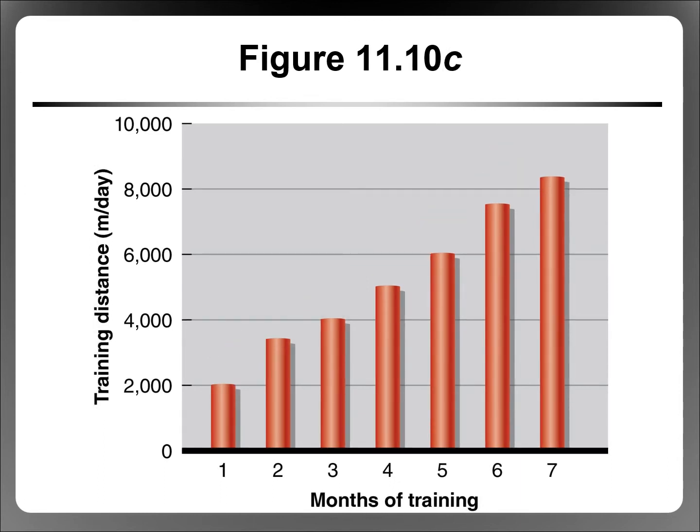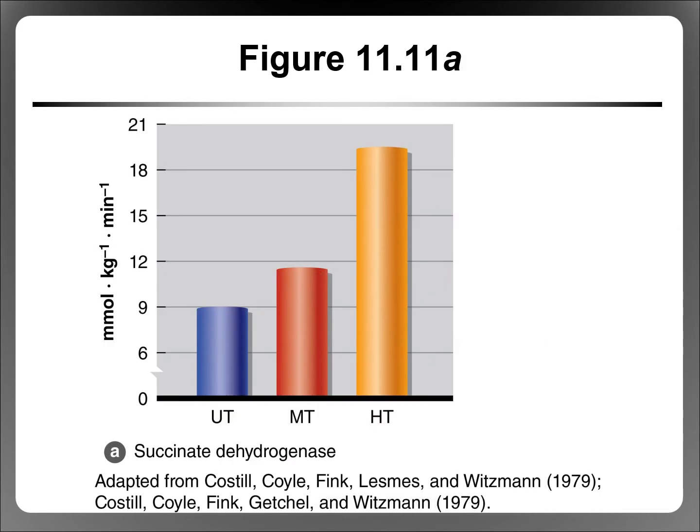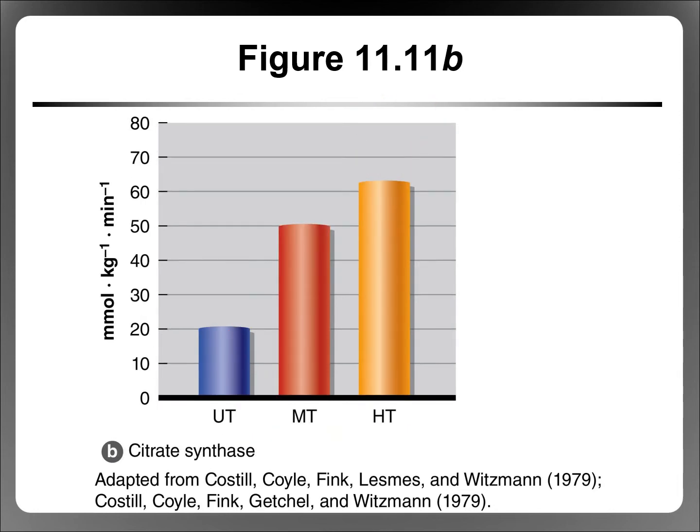All right, and then training distance. Because even though my VO2 isn't changing, because my enzyme activity is changing, I'm still getting this overall change in my training capacity. All right, so another way to look at this, these are succinate dehydrogenase. This is various intensities of physical activity. So if I do high levels of intensity, we tend to see the biggest changes, and then smaller levels of intensity tend to cause the smallest. All right, again, very similar pattern when we look at citrate synthase.